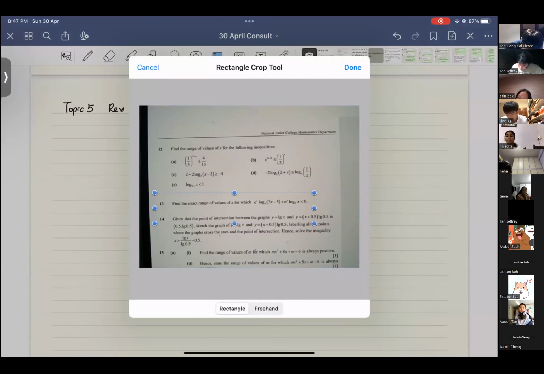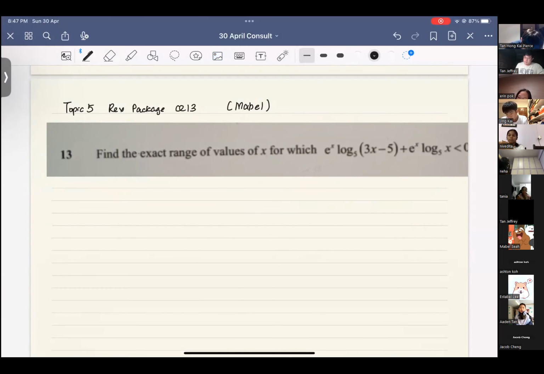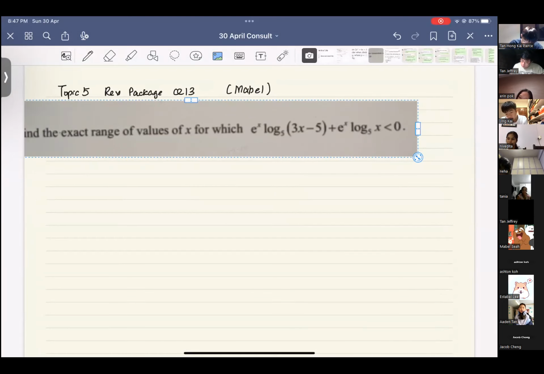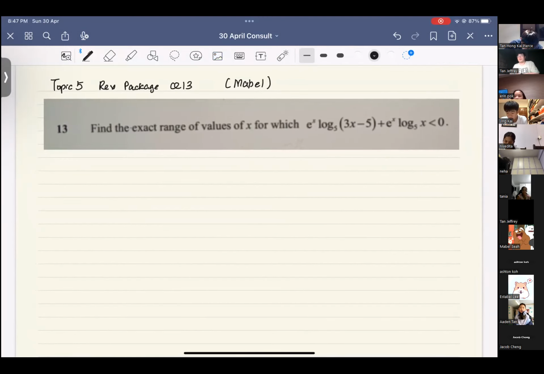Okay, so this is question 13. It's not that bad, so it's not as scary as you think it is. Very beautiful and nicely located question. One thing I noticed is that e power x is here. If I factorize out e power x, it can look something like this: e power x, log 5, 3x minus 5, plus log 5x, less than 0. I see a lot of opportunities here.